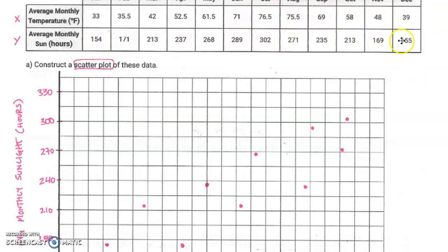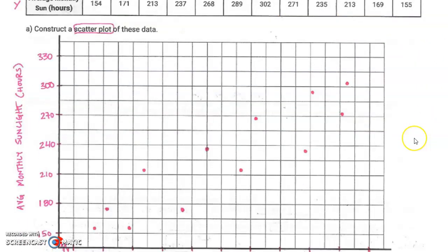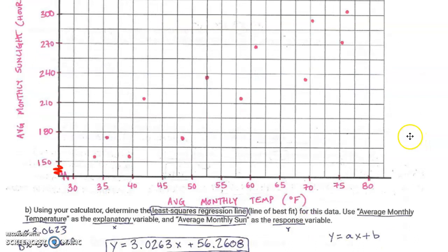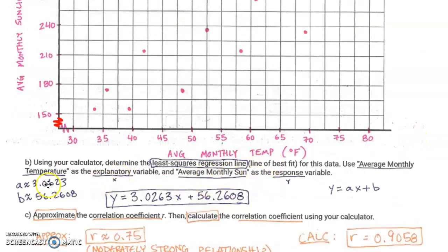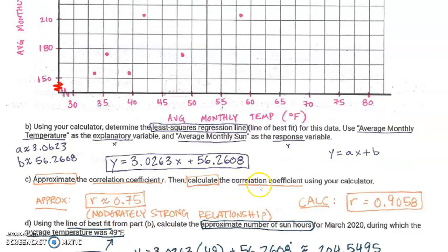That's the y values. So when you put them in, then you press stat and then calc, and then go to linreg, linear regression, and you're able to get the values of A and B. A is 3.0623, B is 56.2608. Long story short, we put those together into this equation using Ax plus B.